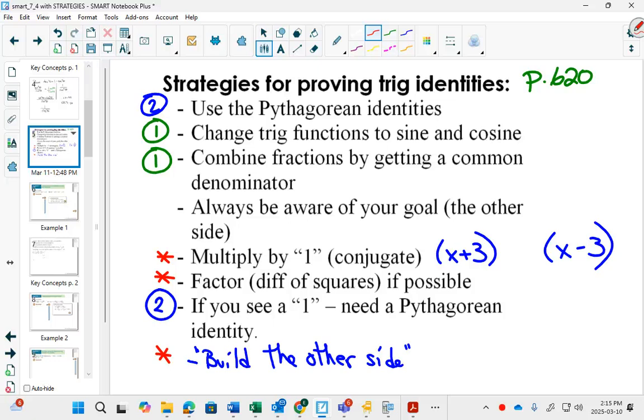And this one that I'm not going to put anything beside, always be aware of the other side, is just a common idea. Look on both sides, see which of the strategies you think is going to help you the most. The ones with a star are the ones you have to remember, factoring and building the other side, because that's when you're going to get stuck.